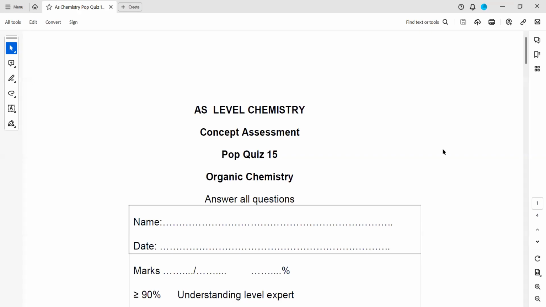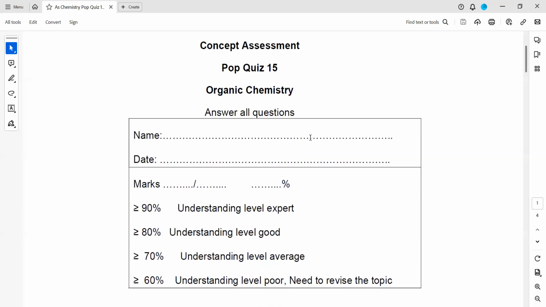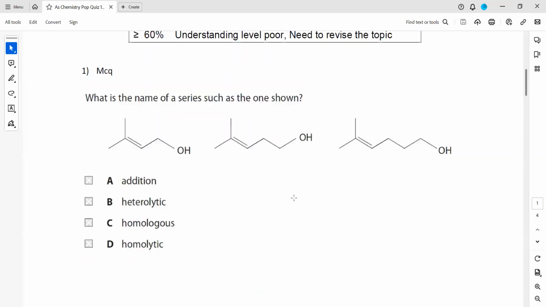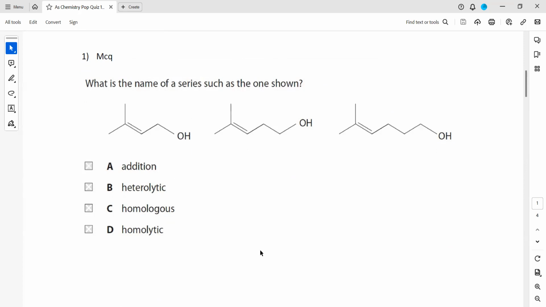So this was a pop quiz which was related to organic chemistry. First, we'll discuss this pop quiz. In the first question, this pop quiz is having multiple choice questions only. So in the first question, what is the name of series such as the one shown?